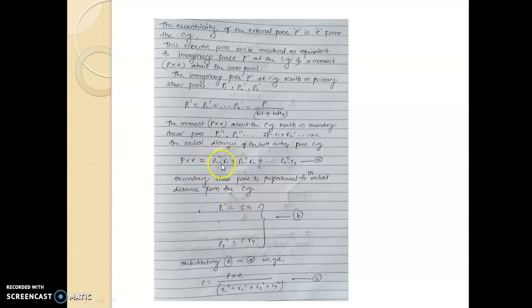Substituting these values of P1 dash, P1 double dash into equation A: C1 R1 into R1, that is C1 R1 square, C R2 square, C R3 square, C R4 square. So C will be common. After taking common C, in bracket R1 square plus R2 square plus R3 square plus R4 square, bracket complete, will be equal to P into E. And the value of C will be P into E upon R1 square plus R2 square plus up to R4 square. This is the value of capital C, which we have taken as common. And let's call this equation C.